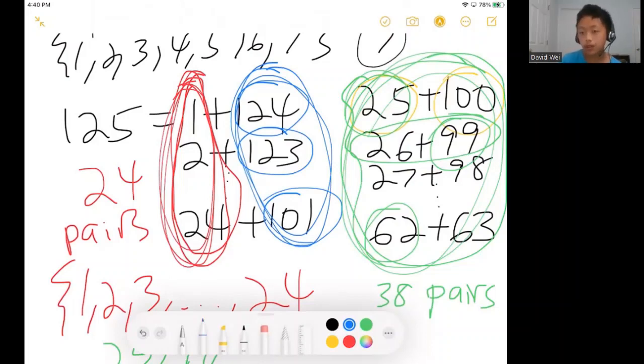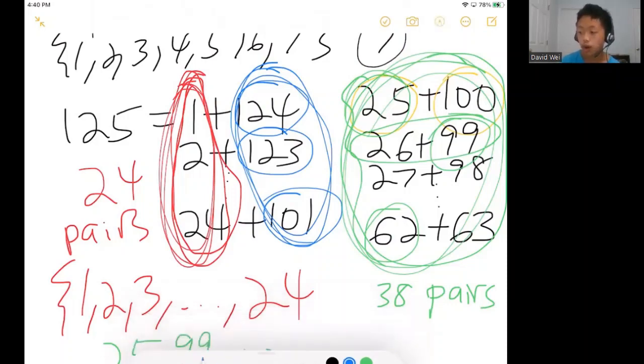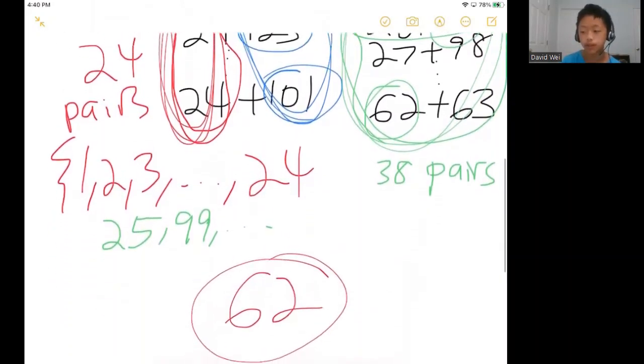And then we also have the pairs like 25 plus 100, 26 plus 99, and so on. We have 38 of these pairs. The reason these pairs are slightly more tricky is because for each of these pairs, we can only include at most 1 of these numbers, right? With 25 and 100, you can either include 25 or you can include 100, but not both. So since you have 38 of these pairs, the best you can do is to choose 1 from each pair. So you get 38 more numbers. So 38 plus 24 would give you 62.